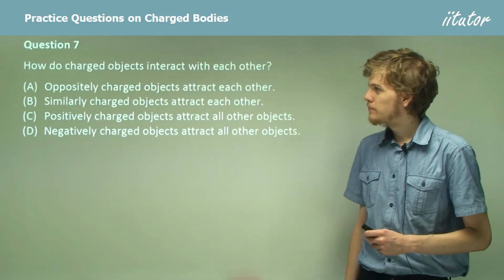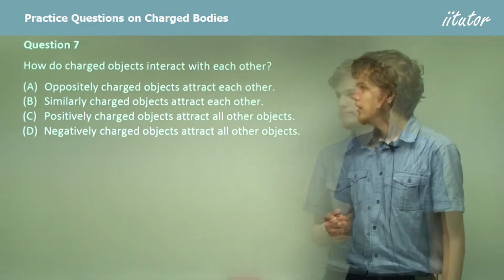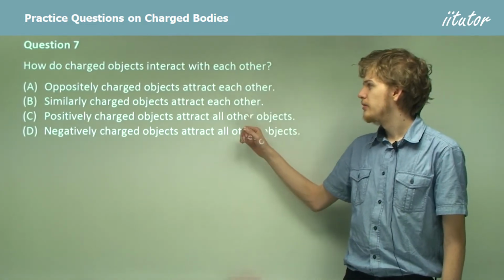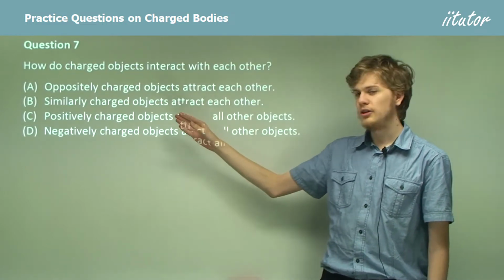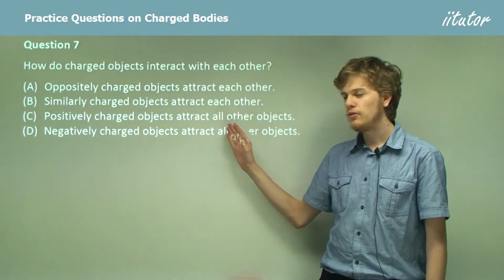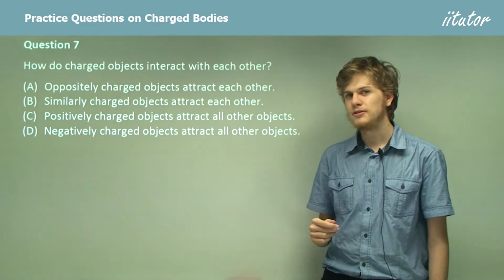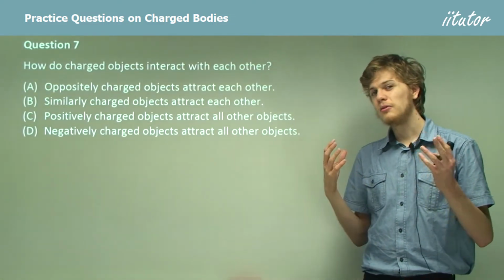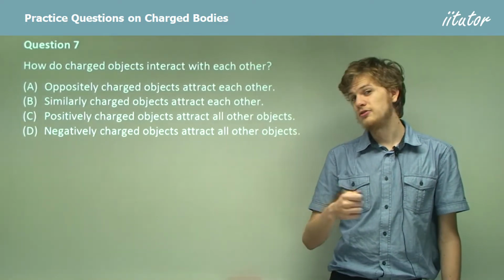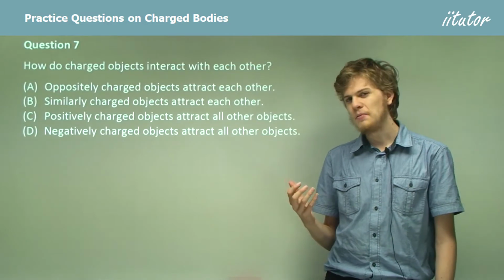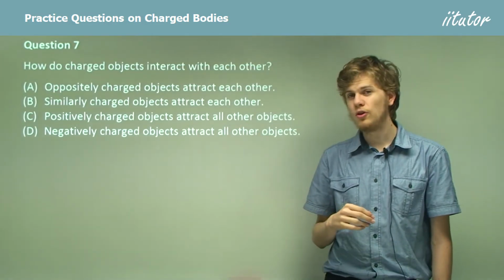Question 7. How do charged objects interact with each other? Do they attract each other if they're oppositely charged? Attract each other if they're similarly charged? Do they attract other things if they're positively charged? Or do they attract things if they're negatively charged? Now, if you rub a glass rod on a piece of silk, you'll notice that the glass rod can attract things. So does that mean that the answer is C, positively charged objects attract all other objects?